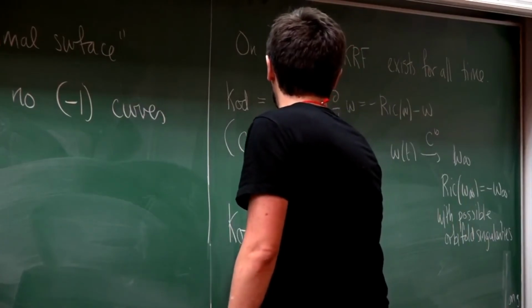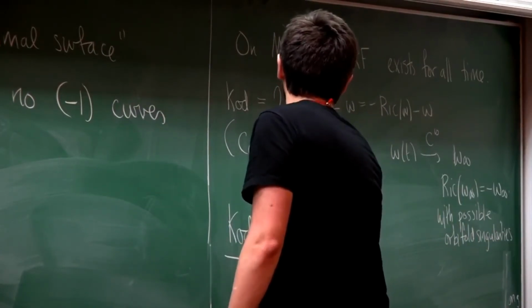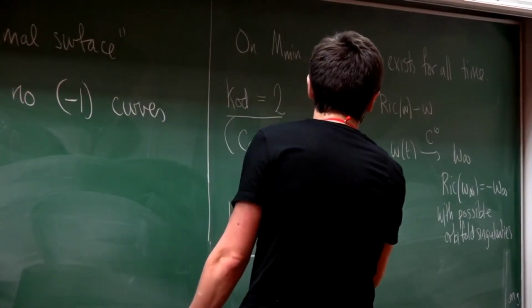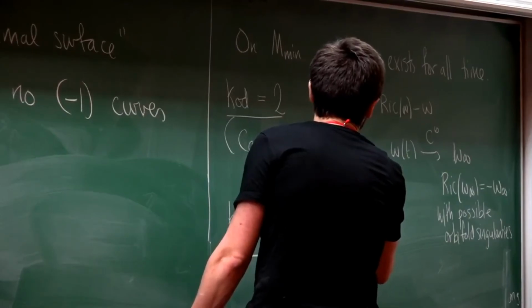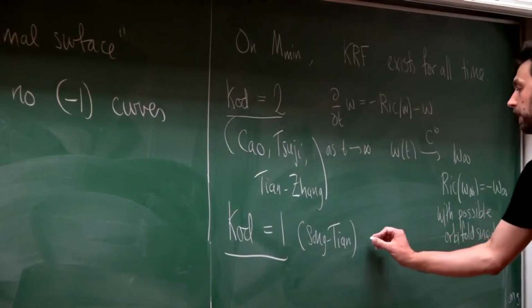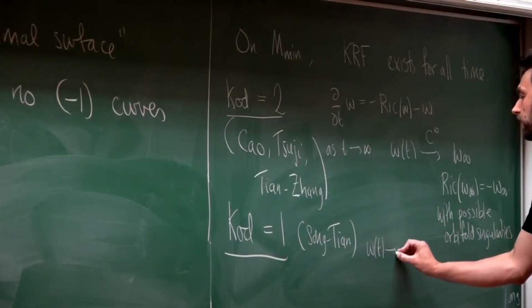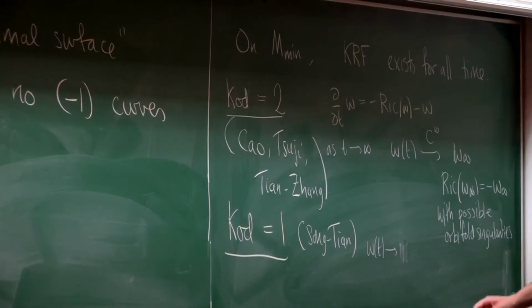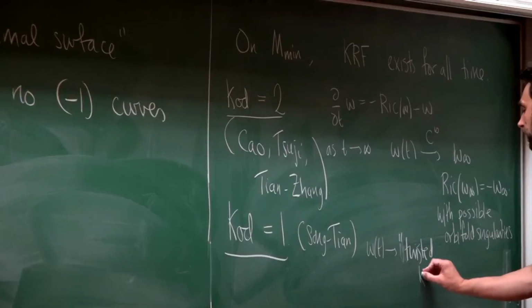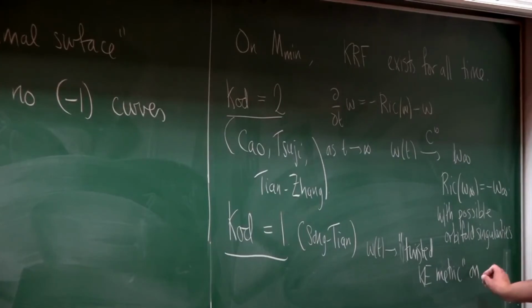Then there's the case when the Kodaira dimension is equal to 1, and this was proved by Song-Tian. Again you do the same normalization, and omega t converges to omega. Well, it's a bit more complicated since I'm running out of time. Let me just say you get a twisted Kähler-Einstein metric on a one-dimensional manifold, on a Riemann surface.